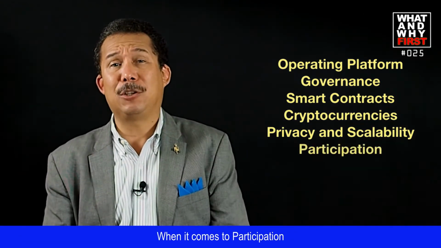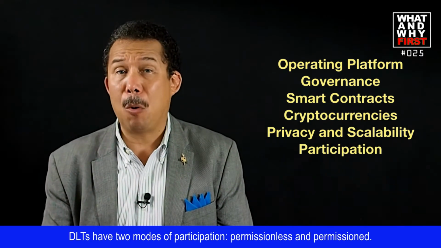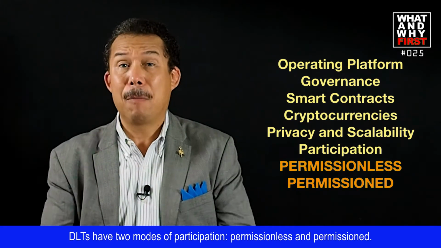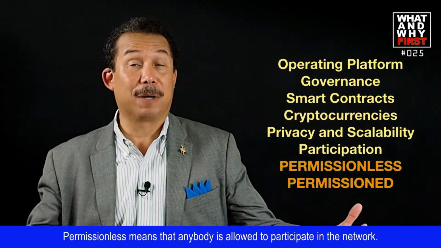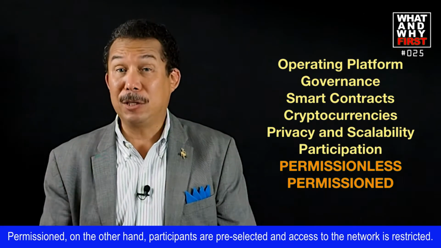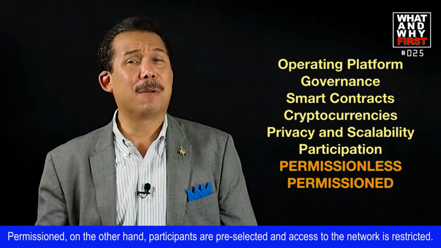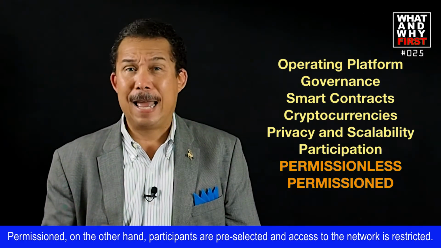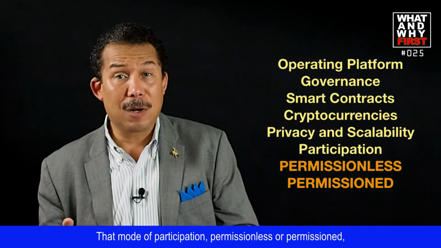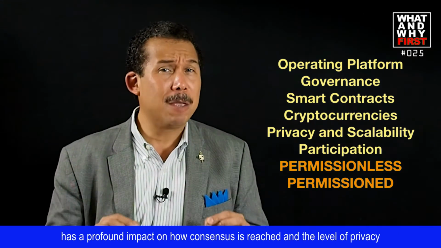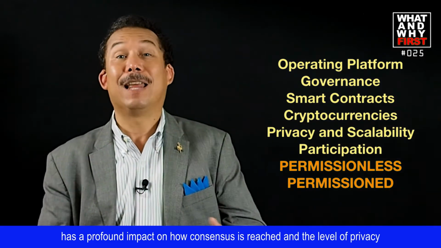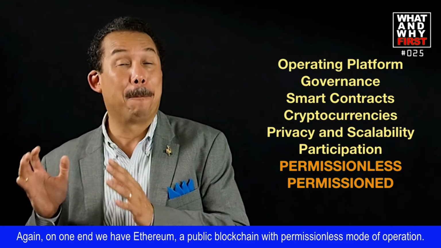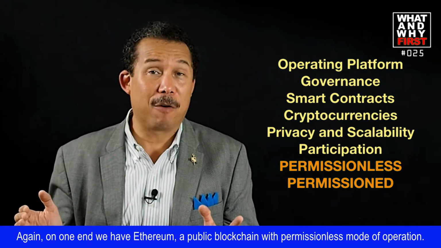When it comes to participation, DLTs have two modes of participation: permissionless and permissioned. Permissionless means that anybody is allowed to participate in the network. Permissioned, on the other hand, means participants are pre-selected and access to the network is restricted. That mode of participation, permissionless or permissioned, has a profound impact on how consensus is reached and the level of privacy. Again, on one hand, we have Ethereum, a public blockchain with a permissionless mode of operation.